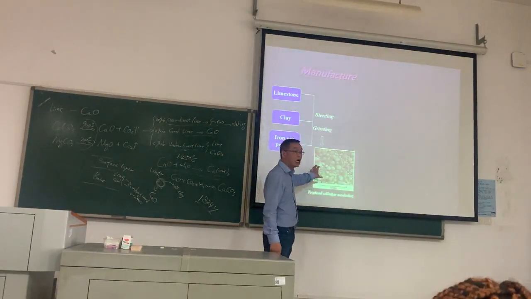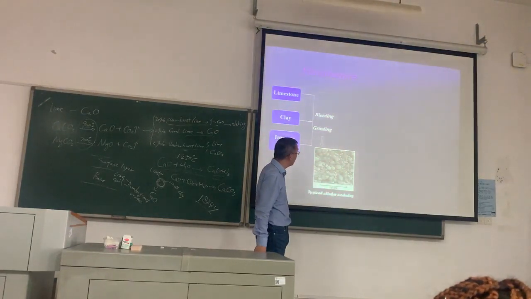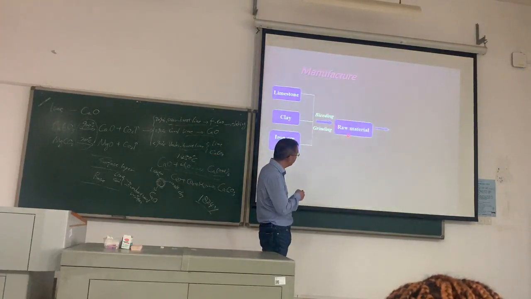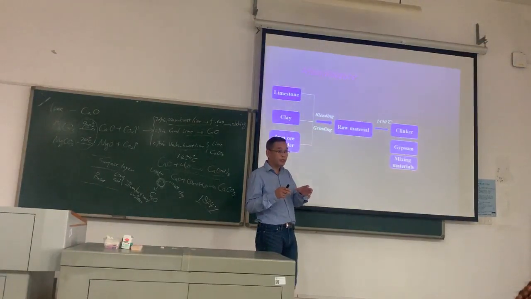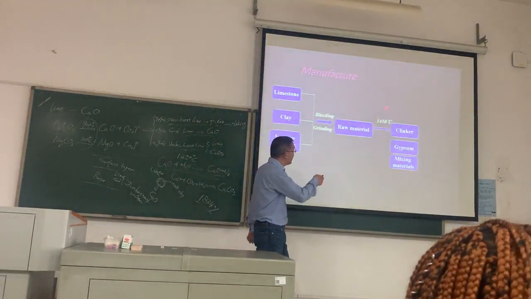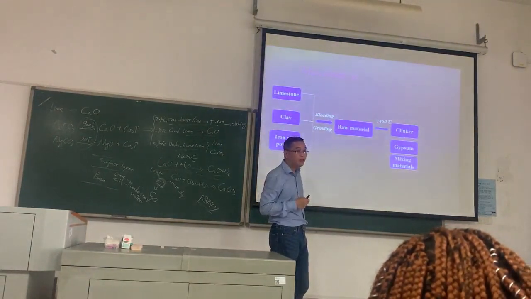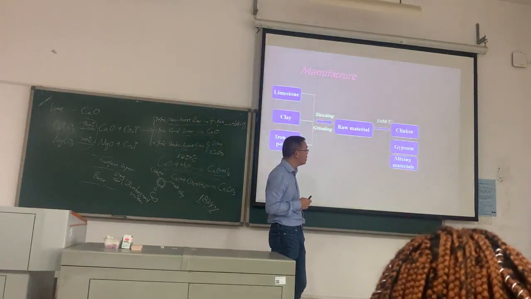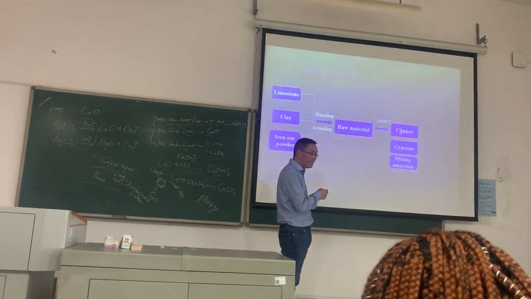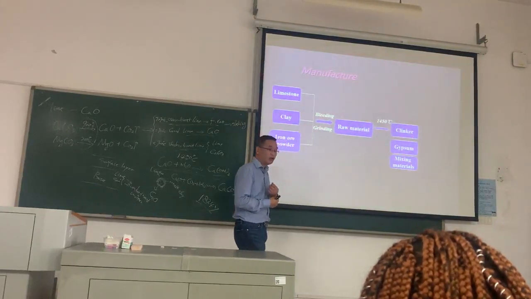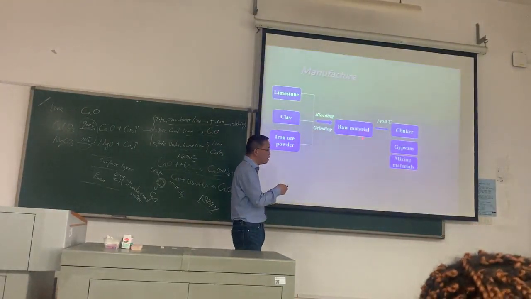These are the raw materials. And then the raw materials were heated. Maybe I just said this is the most important temperature, 1,450 centigrade. And after the heating, we will get the clinker. Clinker means the raw materials after heating.